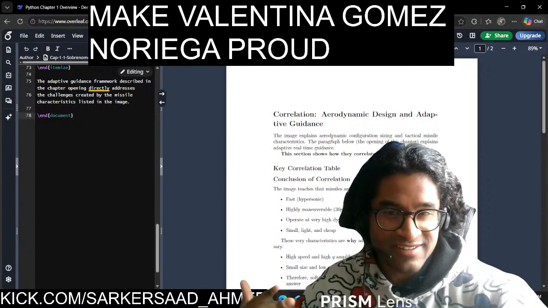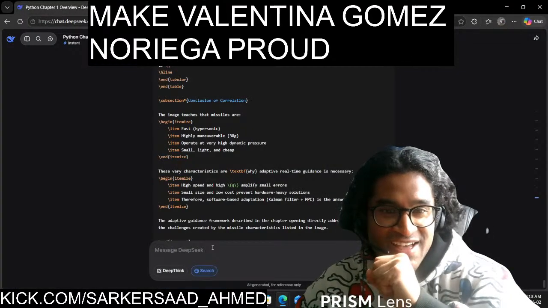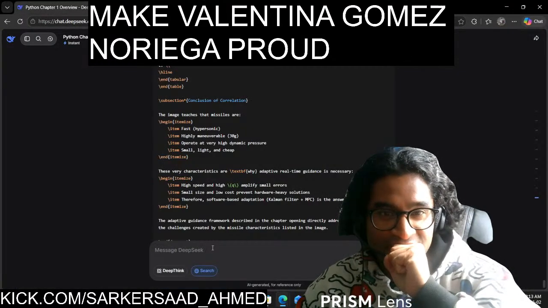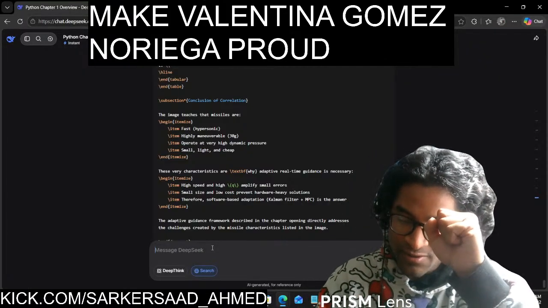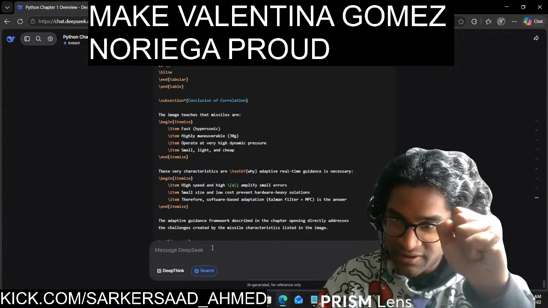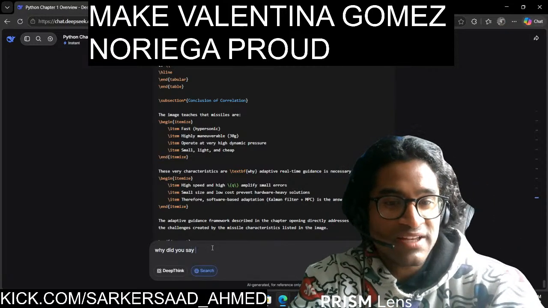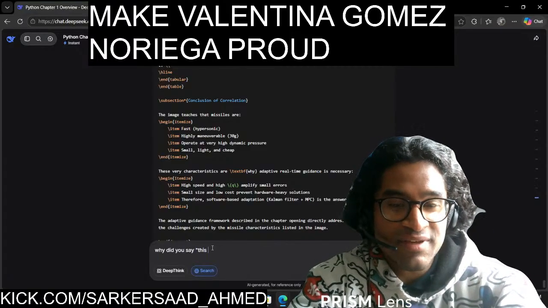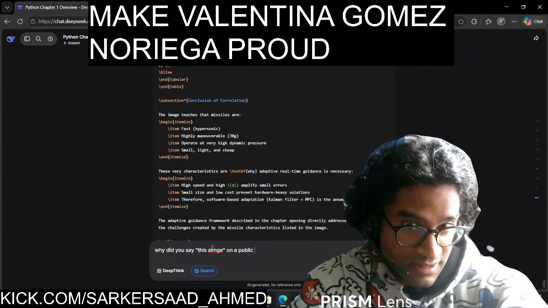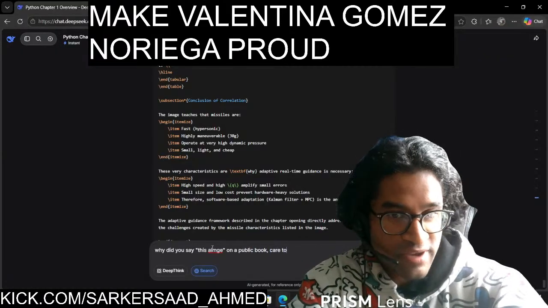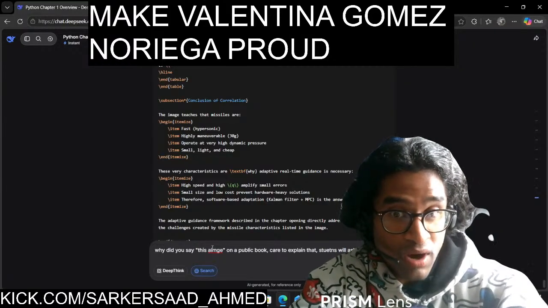Okay, so they actually said "the image." Oh no. Why did he say "the image" in a public book? Care to explain that? Students will ask, what image?